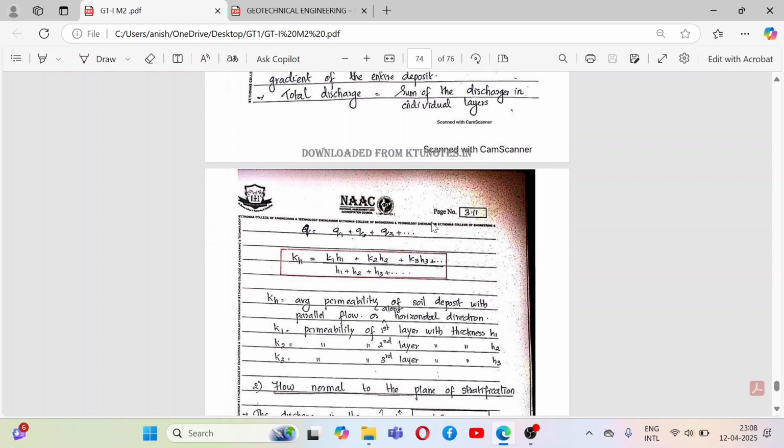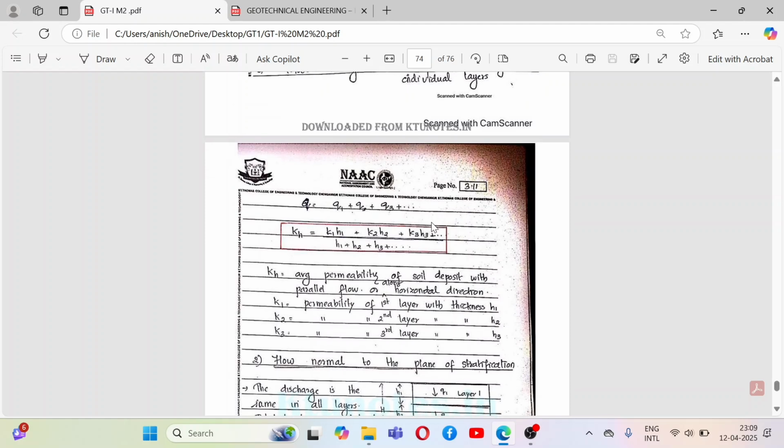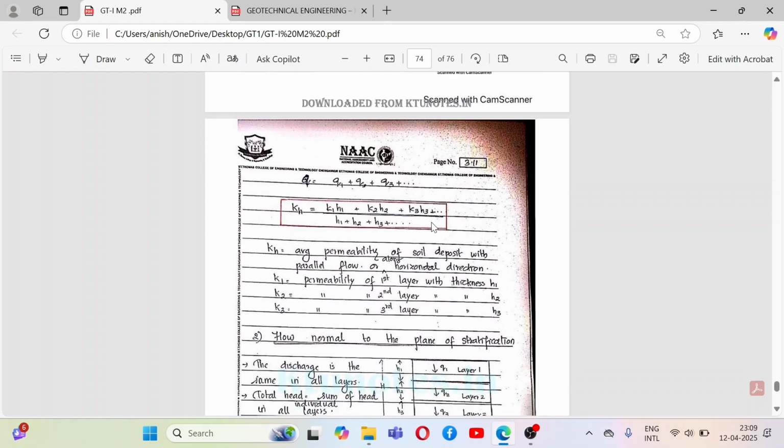So KH is the average permeability of the soil deposit with parallel flow, or along the horizontal direction. K1, K2, K3 are the permeabilities corresponding to the first layer with thickness H1, the second layer H2, and the third layer.